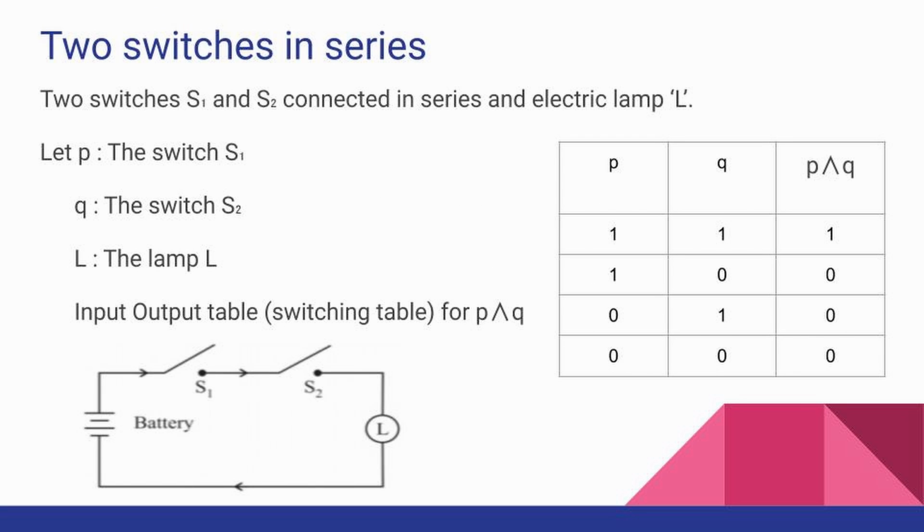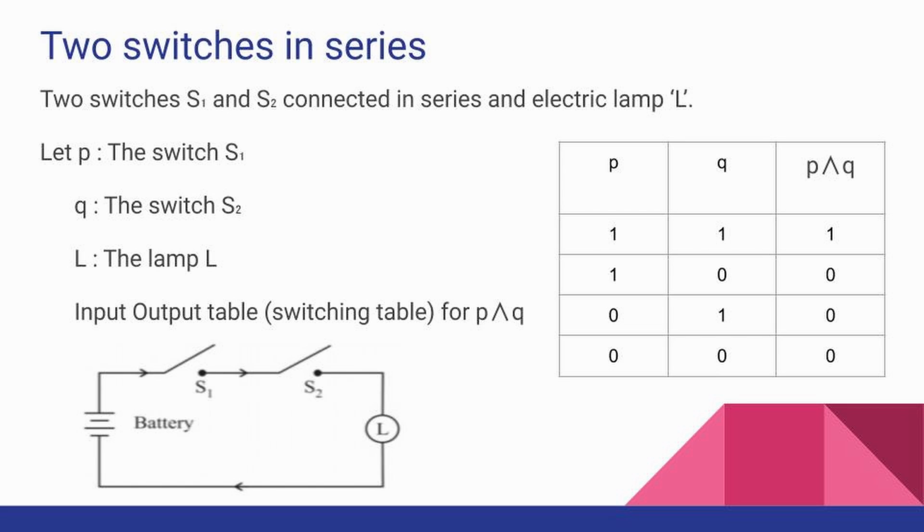Now we have two switches in series. Series means they are in the same line. You can see from the diagram, S1 and S2 are in the same line. There is a battery over here and a lamp over here. Two switches S1 and S2 are connected in series with electric lamp L. Let P be the switch S1 and Q be the switch S2. If there is one more switch, then we take R. And L is here the lamp L.